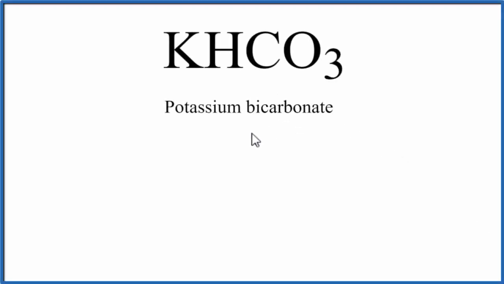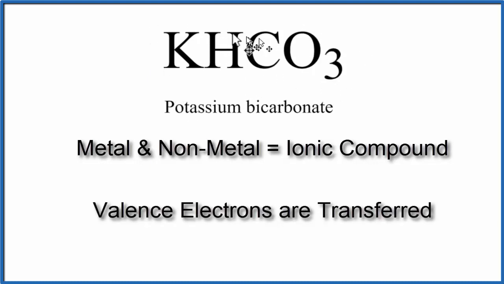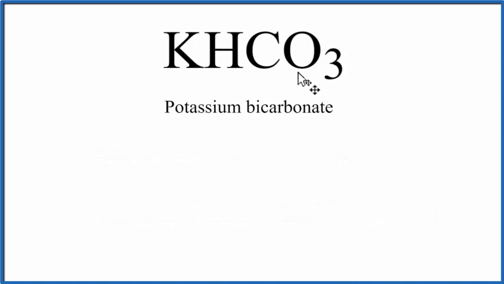In this video, we'll write the Lewis structure for KHCO3, that's potassium bicarbonate. So the first thing we need to do is recognize that we have potassium here, and that's a metal. The HCO3, those are nonmetals. So we have a metal and nonmetals. This is going to be ionic, and we do need to think about the charge.